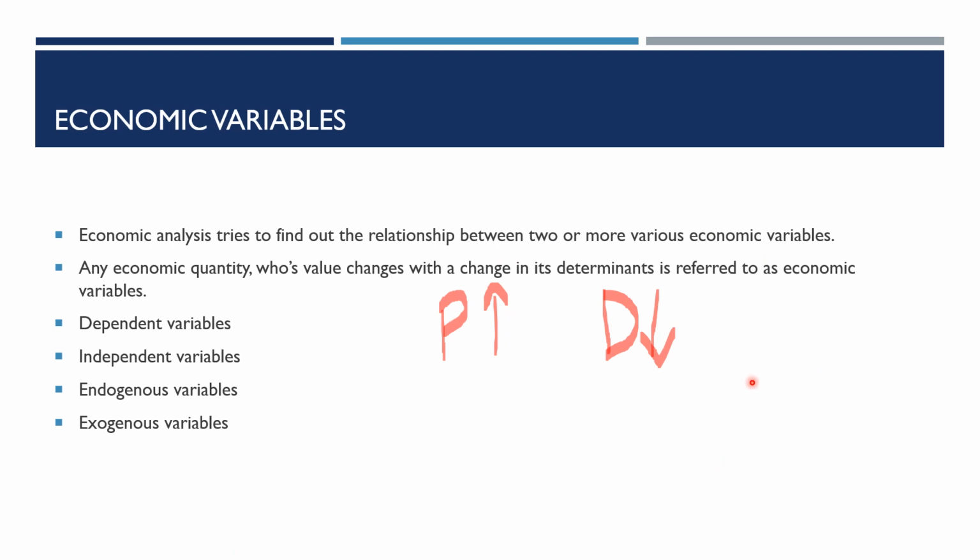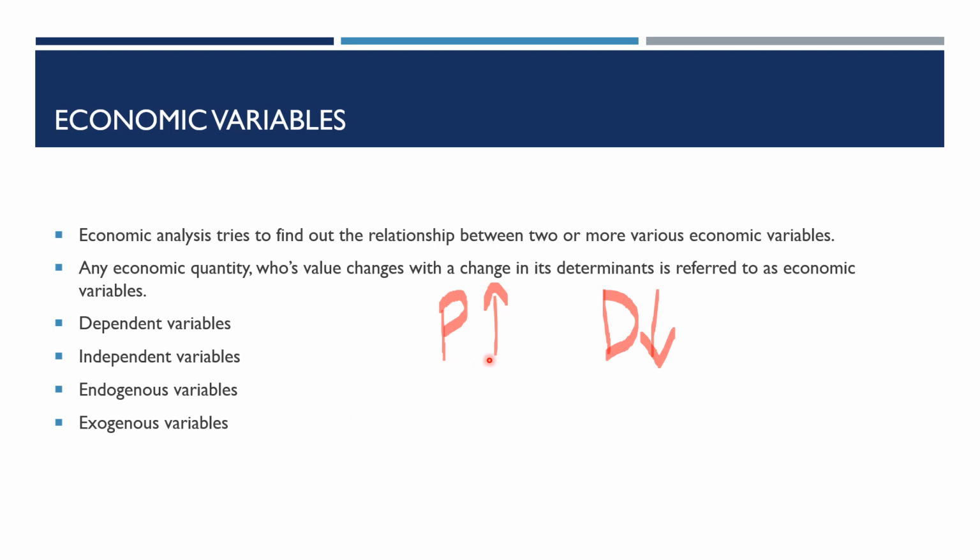Now, when this scenario is happening, demand is dependent on price. With every increase in price, demand is falling. With every decrease in price, demand is increasing. So this variable, that is demand, is dependent on price. So price is the independent variable, and demand is the dependent variable in this example.